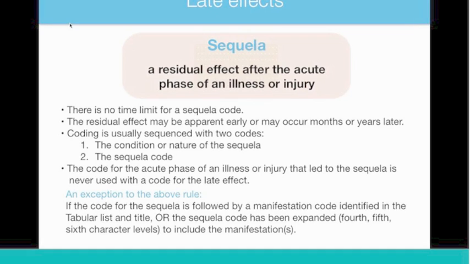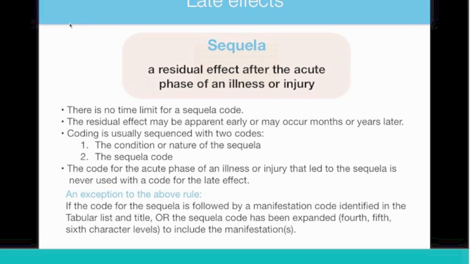The code for an acute phase of an illness or injury that led to the sequela is never used with a code for a late effect. Now, there is an exception to the rule if the code for a sequela is followed by a manifestation code identified in the tabular list, or the sequela code has been expanded by the 4th, 5th, or 6th character levels to include the manifestation.